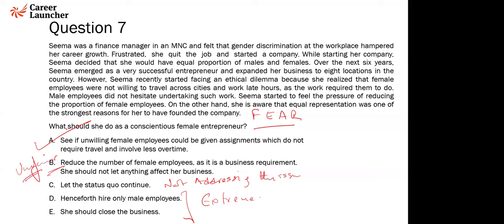How is reducing the number of female employees? Okay, what is the issue out here? Some of the female employees, she realized that female employees were not willing to travel across cities to our work data. Now, what was the criteria for her to start the business? When she started business, what was her core philosophy? Gender discrimination was the issue for her. And is the choice B, is it not again gender discrimination?